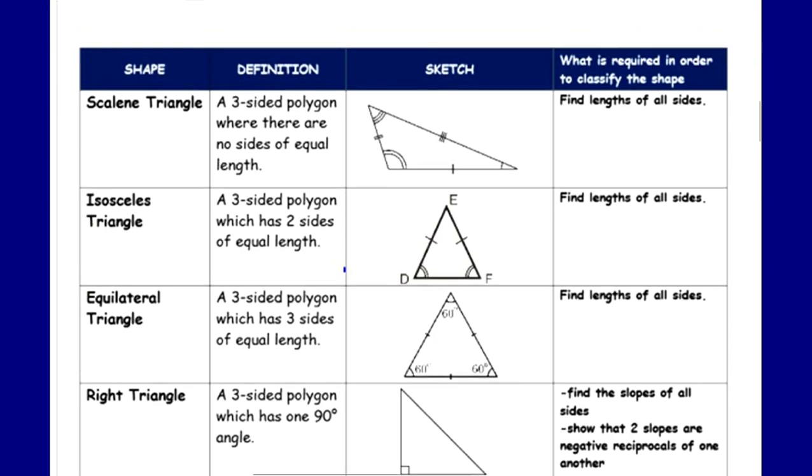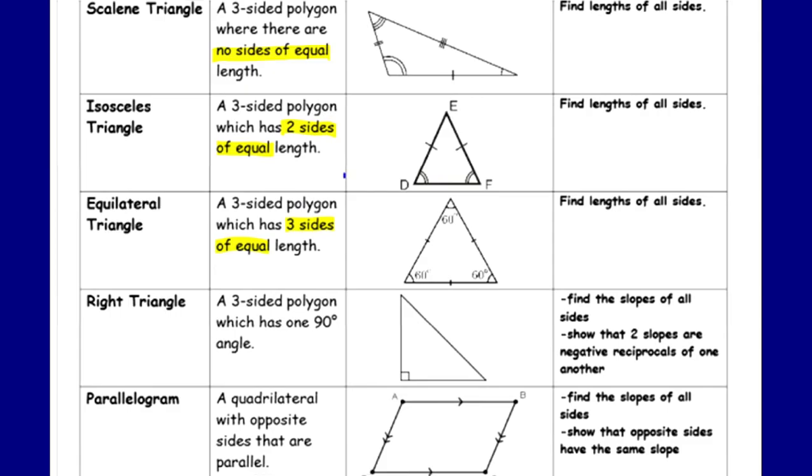So this table is just going over the different types of triangles that we may come across, such as a scalene triangle, isosceles, equilateral, and so on. And it does tell us what we're looking for. If we're looking for a scalene triangle, we want to find the lengths of all sides. We want to prove that all the sides are different lengths. Isosceles, again, we're looking for two sides that are the same, so we have to find the lengths of all sides, and hopefully two of them work out. Equilateral, all three sides are equal, so again, we're trying to find the side lengths.